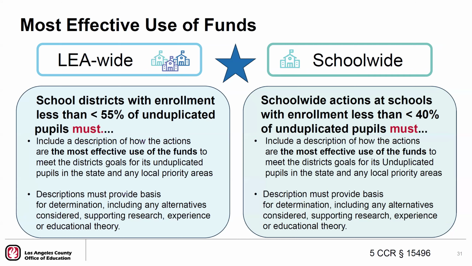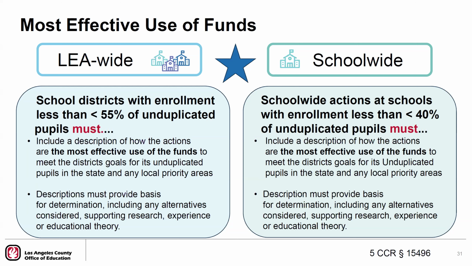As Augustine mentioned, there is an additional requirement that must be addressed in the action description for school districts whose unduplicated pupil percentage is below a certain threshold. This additional requirement only pertains to school districts and not to charter schools. So if you are a school district with less than 55% unduplicated pupils, then for all LEA-wide actions, you must also describe how the LEA-wide action is the most effective use of funds and provide a basis for the determination with supporting research, experience, or educational theory in the action description column.